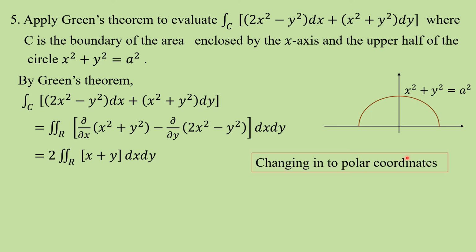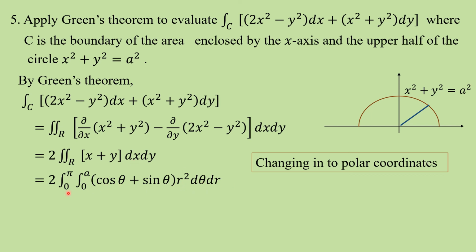So changing into polar coordinates, that means substituting x equal to r cos theta, y equal to r sin theta, and dx dy is r dr d theta, and the corresponding limits: r varies from 0 to a, that is the radius of the circle, and theta varies from 0 to pi, since it is a semicircle. So I substitute the limits 0 to pi for theta, r equal to 0 to a, x is r cos theta, y is r sin theta, r common, you can take it out, dx dy is r dr d theta, that is r square dr d theta.